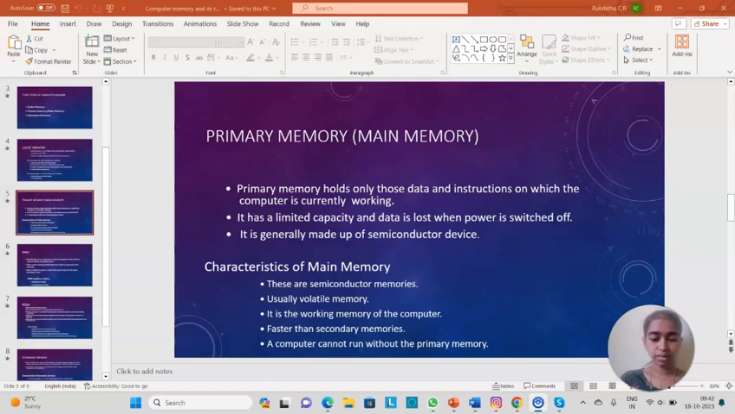Characteristics of main memory. These are semiconductor memories, usually volatile memory. It is the working memory of the computer, faster than secondary memories. The computer cannot run without the primary memory.